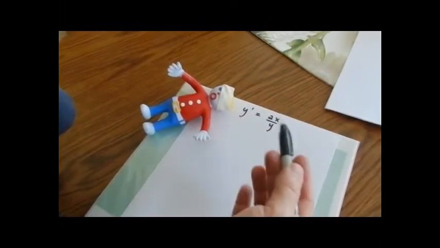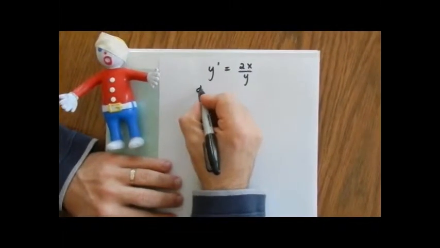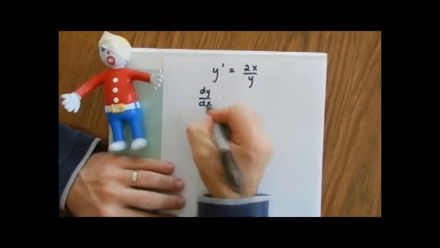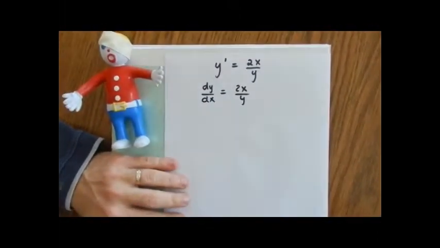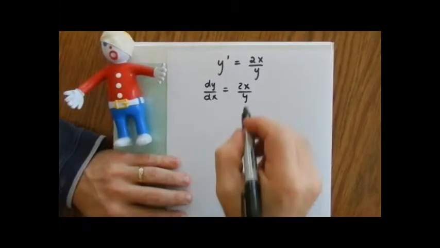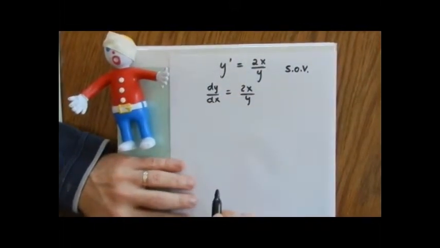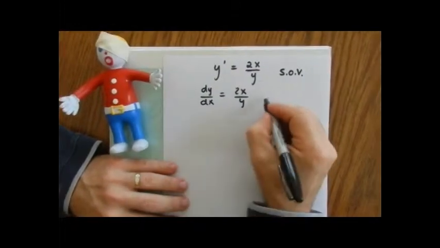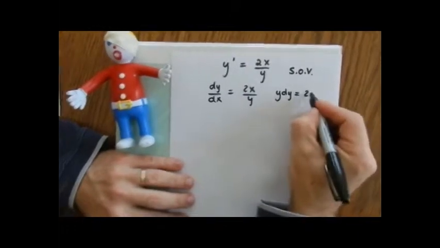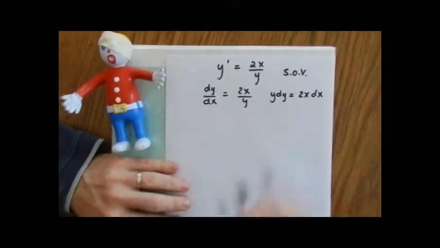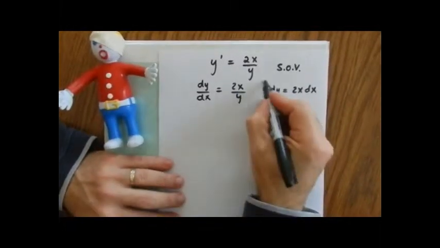Now, let's begin problem number 1. Okay, first step is to actually write this as dy/dx equals 2x over y. Don't skip that part, because now you can actually do what's called SOV, separation of variables. Let's do it. Y can come up, and the 2x will get the dx. Now you actually have a problem you can integrate both sides on.